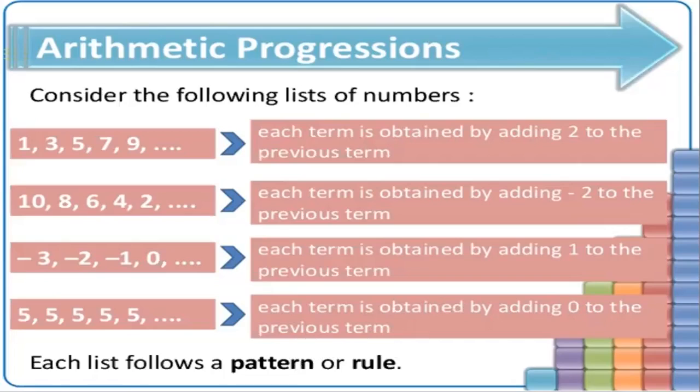So each list follows a pattern or a rule. If you see, each list of numbers here follows a pattern or the rule. The rule is, you can observe the rule, a fixed quantity is added to get the next number in the sequence.